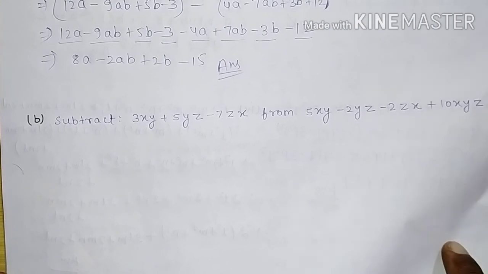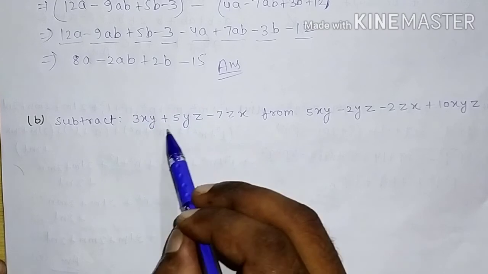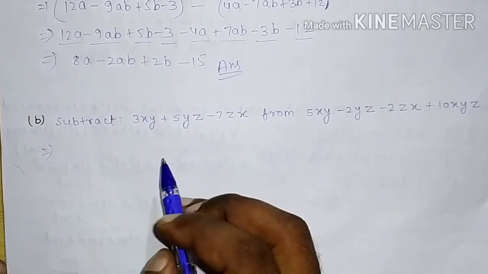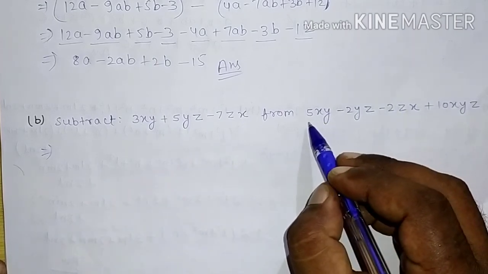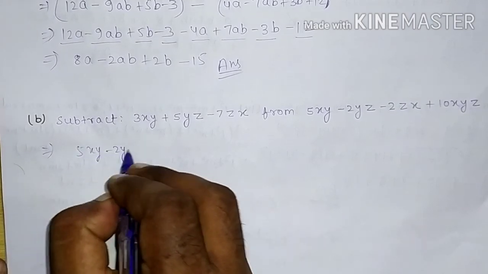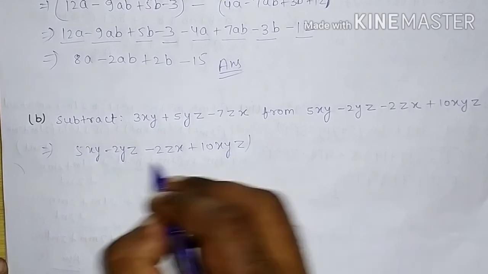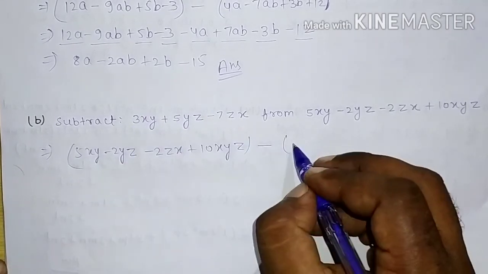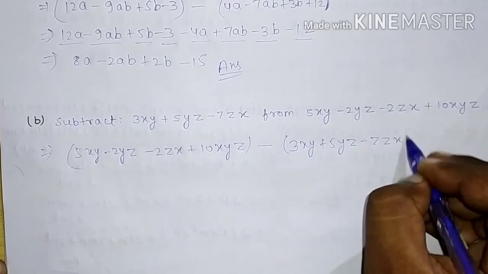Now the next question is given: subtract the polynomial given from this polynomial. So simply we have to subtract, from this polynomial, minus this polynomial. So first write this second polynomial: 5xy minus 2yz minus 2zx plus 10xyz, minus the first term, which is given here: 3xy plus 5yz minus 7zx.